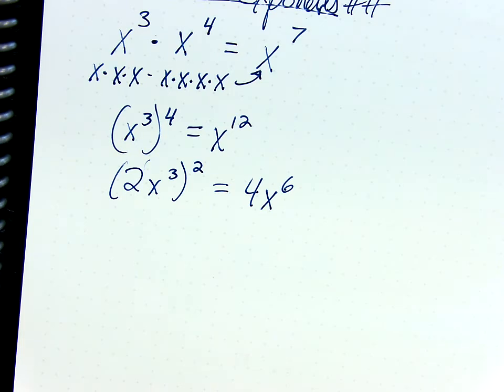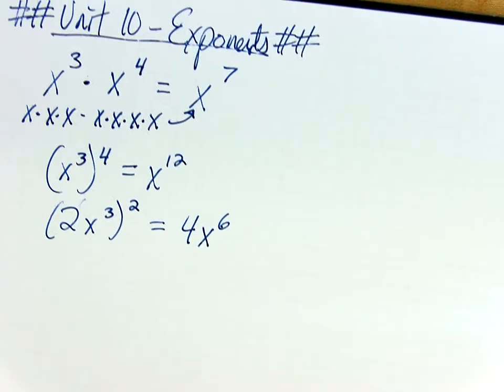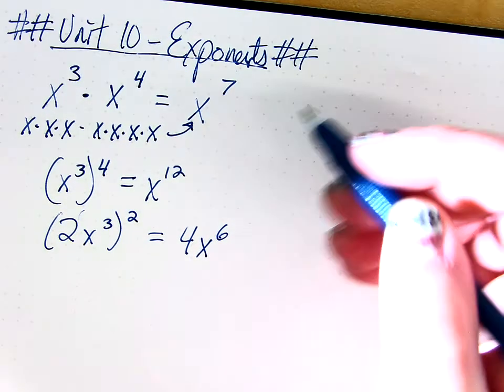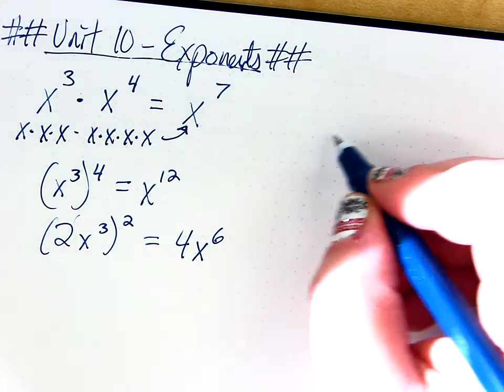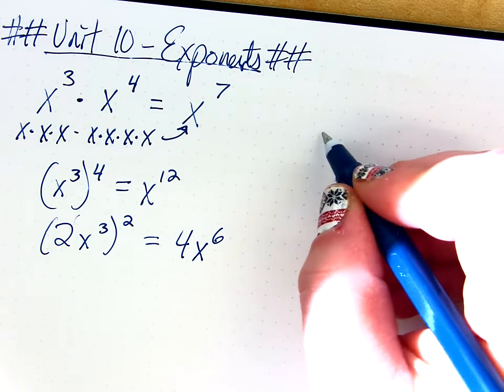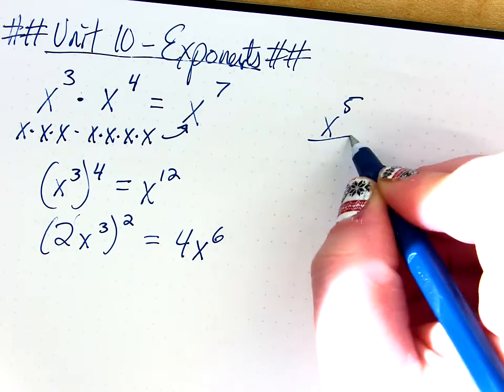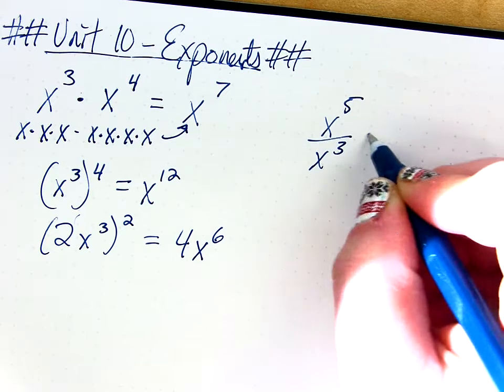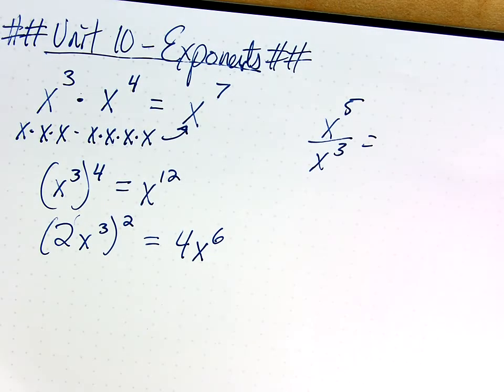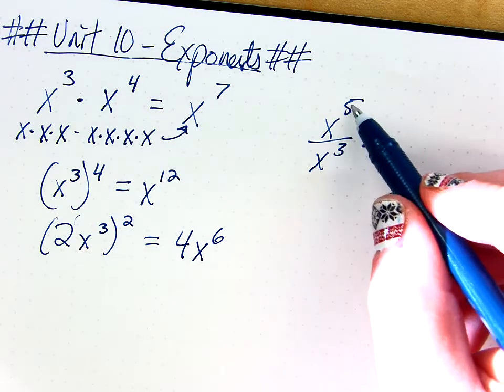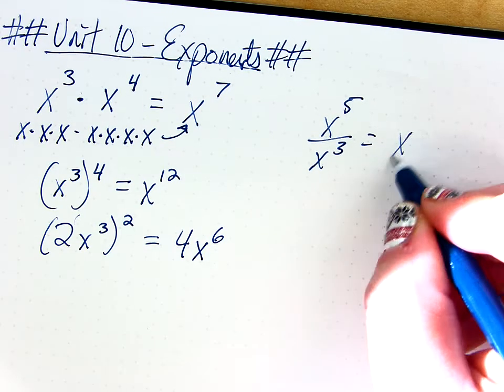And then things start going crazy when you start introducing division and negative exponents. Okay? That was probably the hardest part of this whole chapter. So here's the thing. If I have x to the 5th over x to the 3rd, what do I end up with? X to the 2nd. Yes, x to the 2nd. So you are doing 5 minus 3, and I end up with x squared.